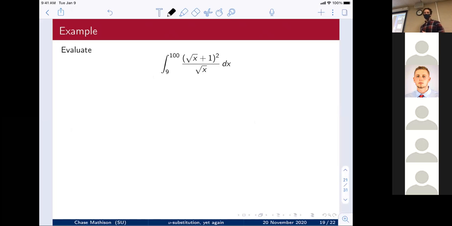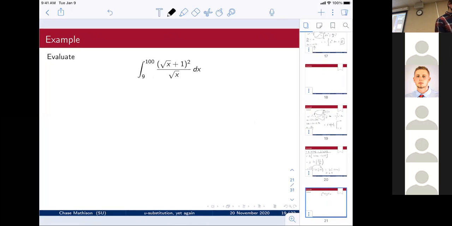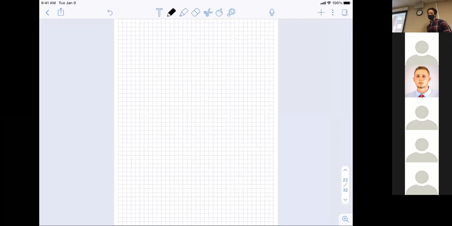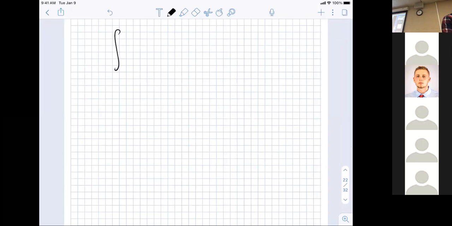Evaluate the square root of x plus 1 squared, quantity squared, divided by the square root of x with respect to x. Actually, I'm going to call an audible and show you one more, just so you guys don't think U substitution is a one-trick pony. I'm going to show you one more integral where you might not think at first that U substitution would apply.